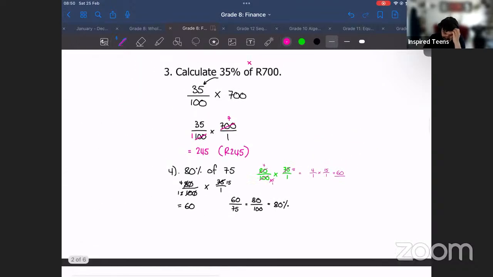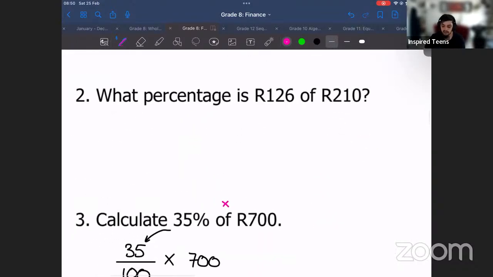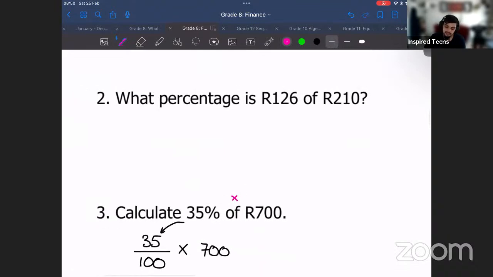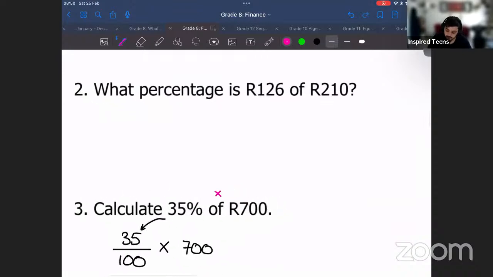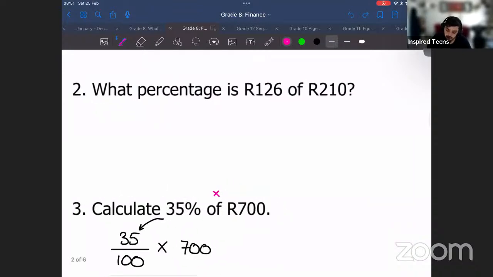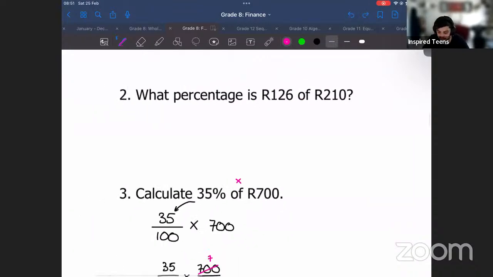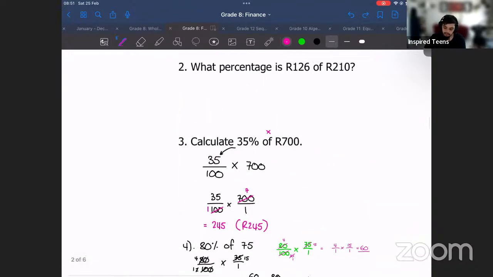Okay, let's just quickly go through this example. What percentage is 126 out of 210? Okay, this is similar to the Mark story. Out of 210 Rand, I have 126. So what percentage of the way am I to 210? Maybe you are saving up to get 210 Rand and you currently have 126 Rand. So you want to know what percentage you have saved up yet, right?